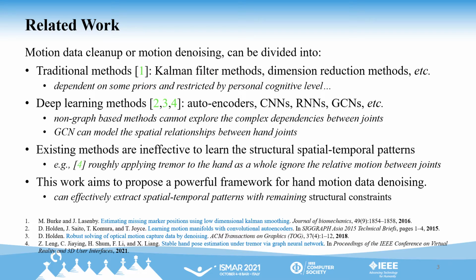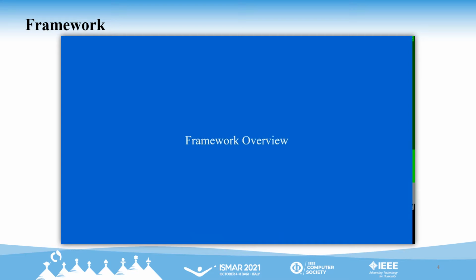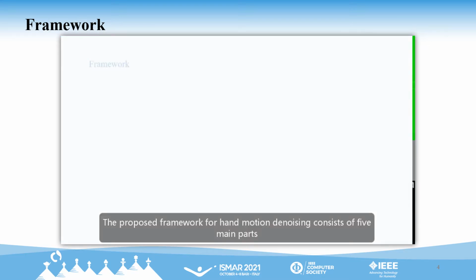Existing methods are ineffective at learning the structured spatial-temporal patterns. For example, roughly applying tremor to the hand as a whole ignores relative motion between joints. This work aims to propose a powerful framework for hand motion denoising, which can effectively extract spatial-temporal patterns while retaining structural constraints. Framework overview. The proposed framework for hand motion denoising consists of 5 main parts.